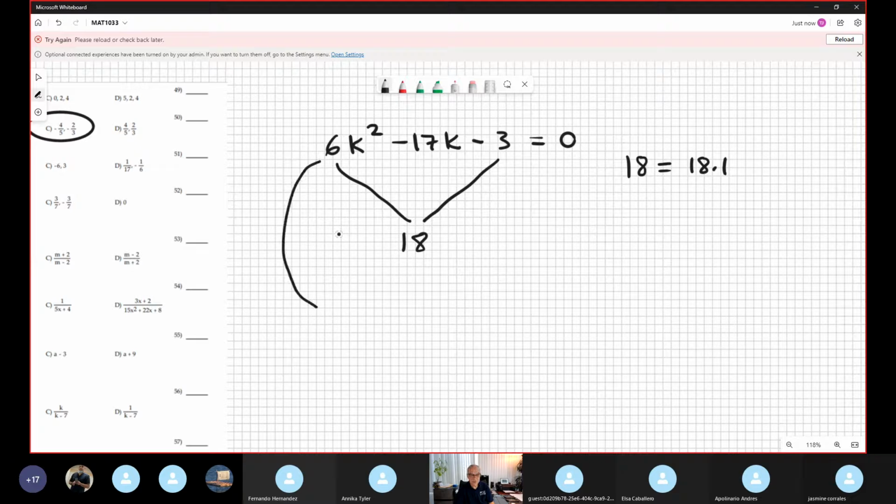So I bring down 6k squared. I bring down minus 3. Yeah, I split 17 into minus 18k plus 1k, and you put the proper signs. If my answer is negative 17, it's obvious that 18 is negative and 1 is positive. There's a subtraction, and you put the sign of the bigger number, so we get negative.